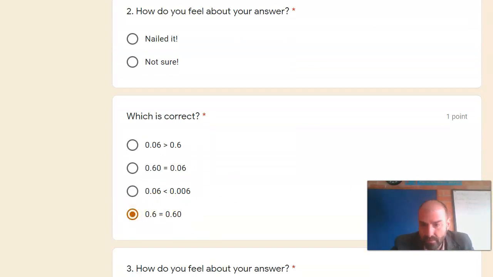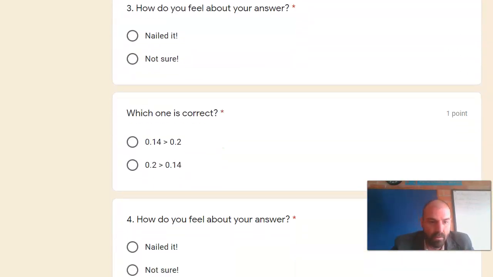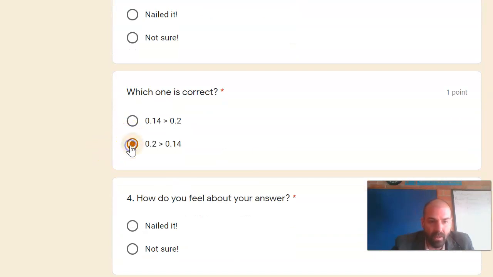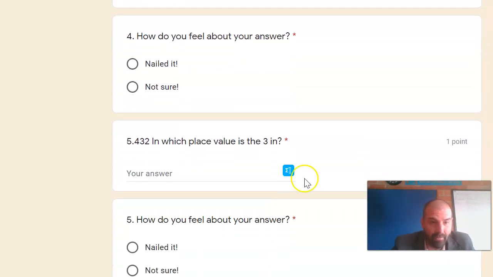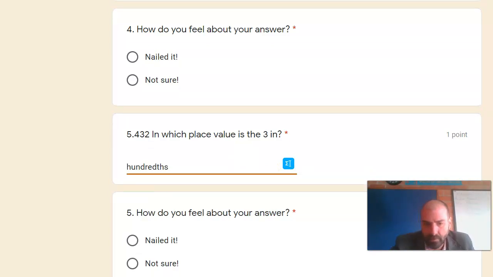Which one is correct? This one is correct. 6/10 is the same as 60/100ths. Which one is correct? 2/10 is more than 14/100ths, because 2/10 is 20/100ths, 20/100ths more than 14/100ths. Which place is the 3? That is the hundredths. Hundredths. That has to be spelled correctly.